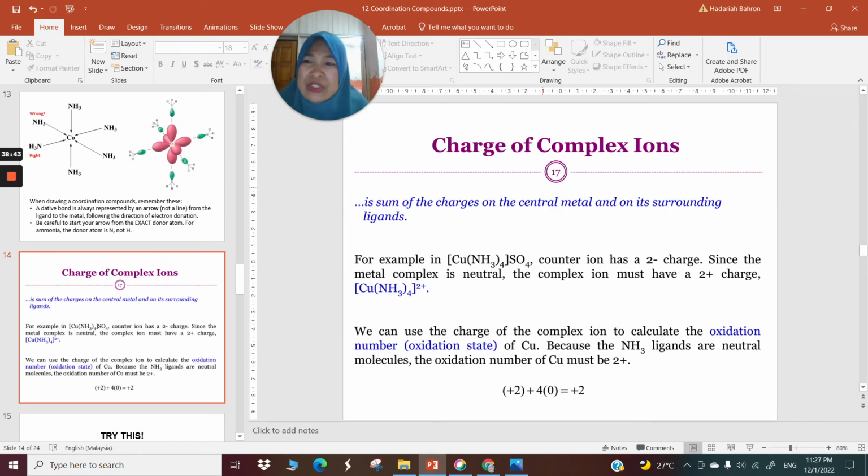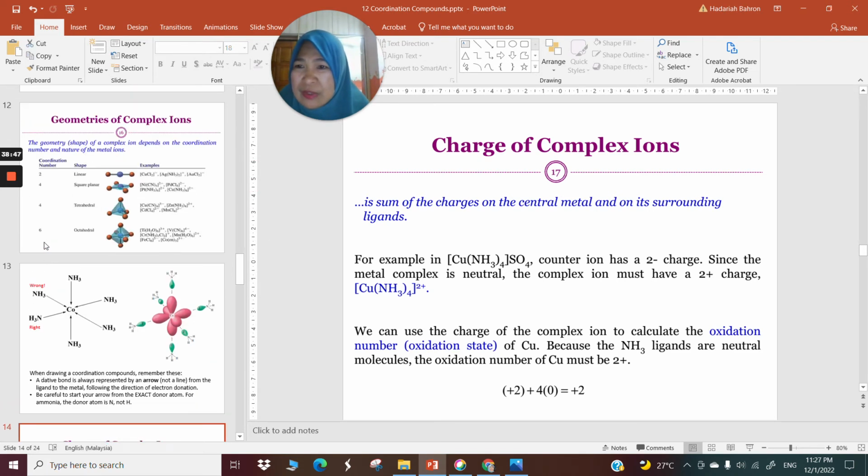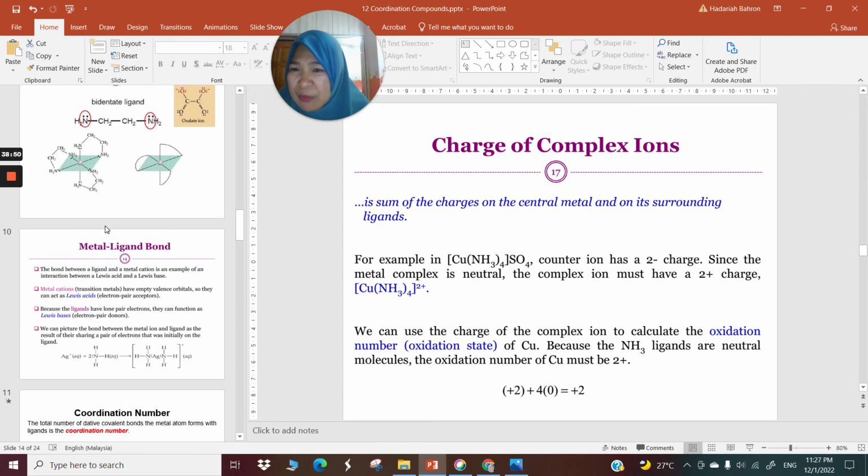Now, what about the charge of the complex ion? Do you still remember the charge of the complex ion?